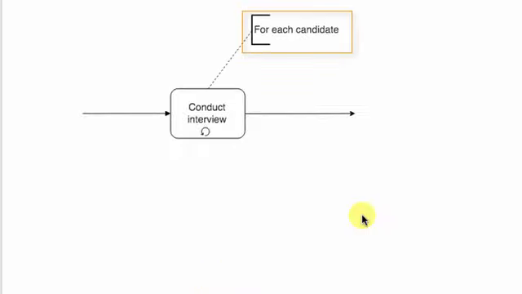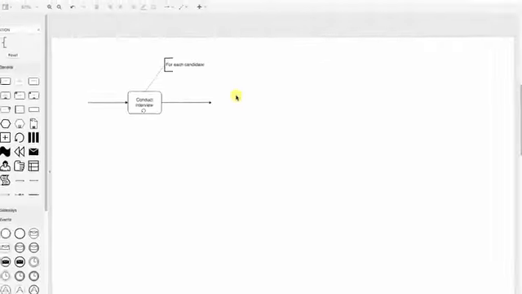This completion condition is represented by a simple text annotation in which we write when we're going to stop doing the task. So in our case, we're going to conduct an interview for each candidate, and when there are no more candidates, we're going to proceed with the process. So it's very simple for single tasks. Now let's take a look if it's any different to use on a sub-process.